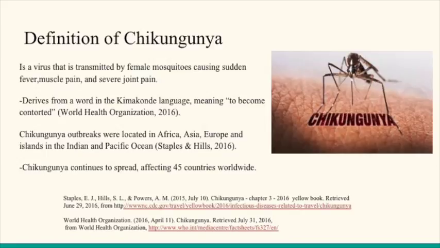According to the World Health Organization, this virus is known to leave its host with joint pain, giving them a stooped appearance. The first outbreak of chikungunya were located in Africa, Asia, Europe, and islands in the Indian and Pacific Ocean. Chikungunya continues to spread within our population, placing thousands of individuals at risk of death.